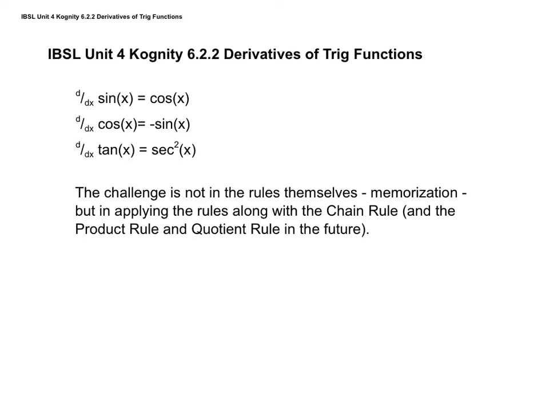Okay? So here we have the derivative of sine is cosine. The derivative of cosine is negative sine. The derivative of tangent is secant squared. Okay? Now, we can derive those things, and I'll actually work through some of that later on.